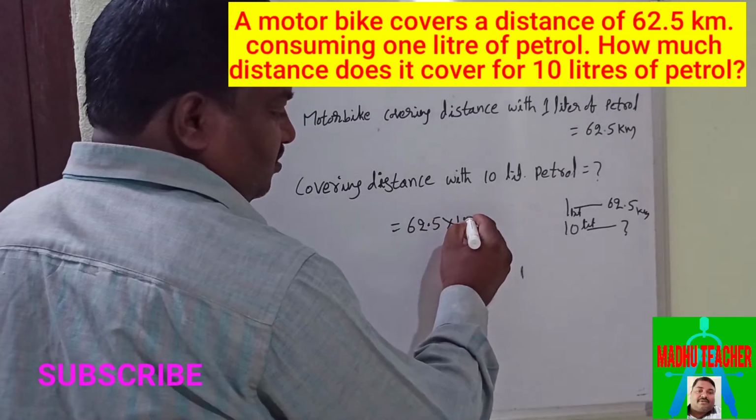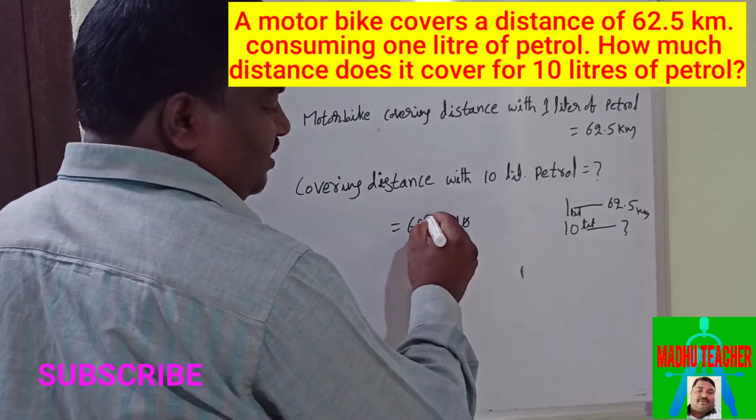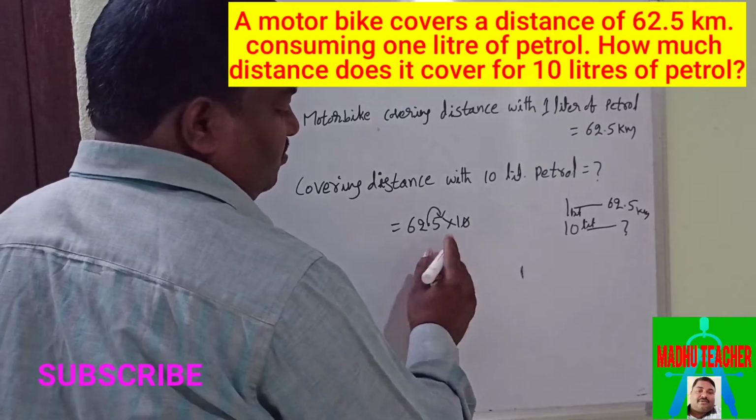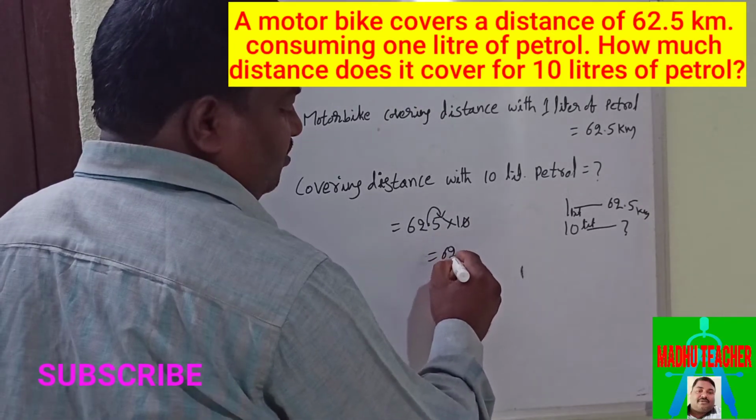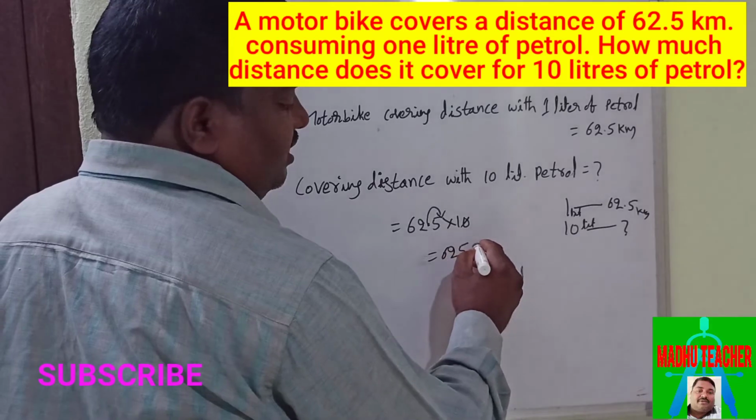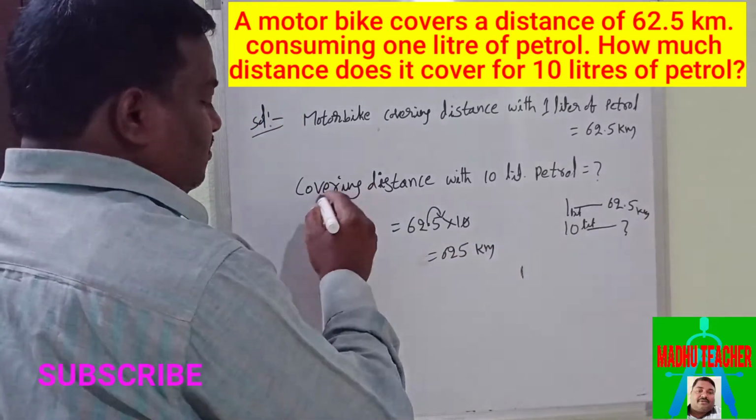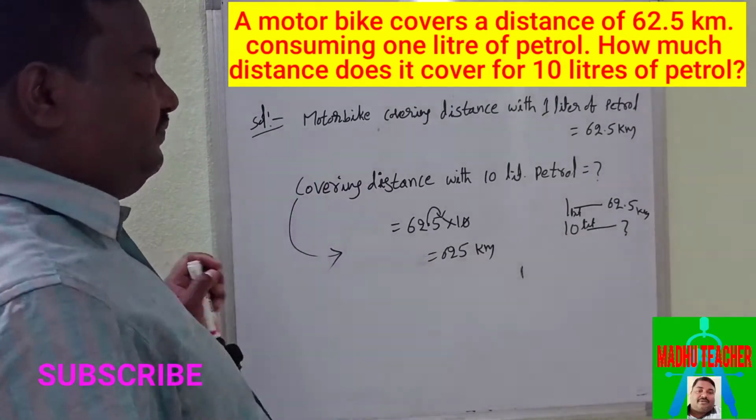Here 0 cancel, it moves right side 1 digit, that equal to 625 kilometers. Okay, this again we have to write.